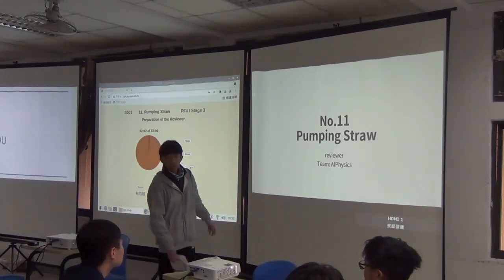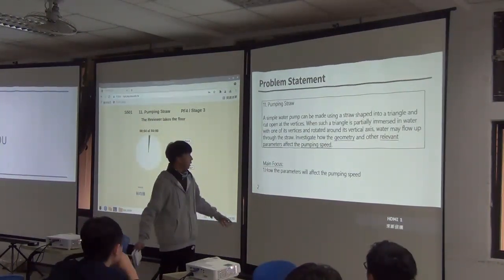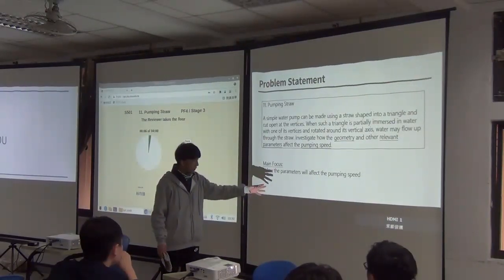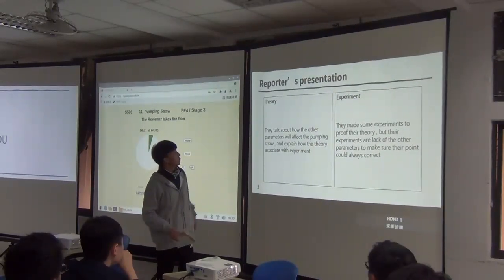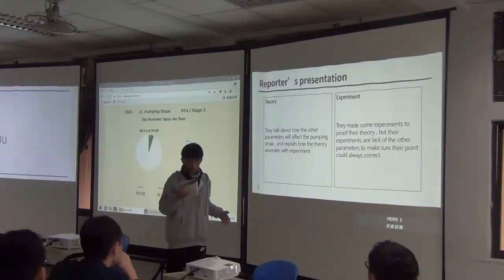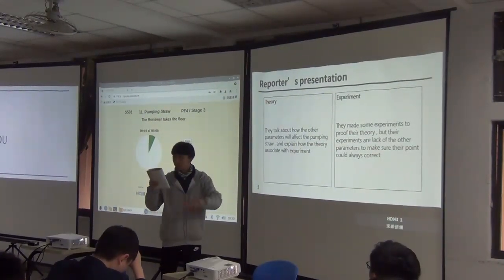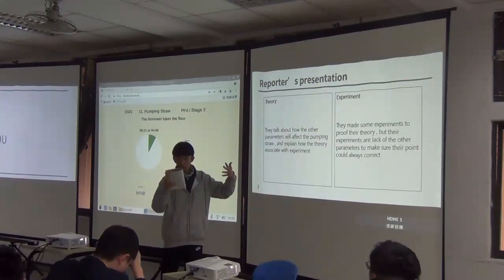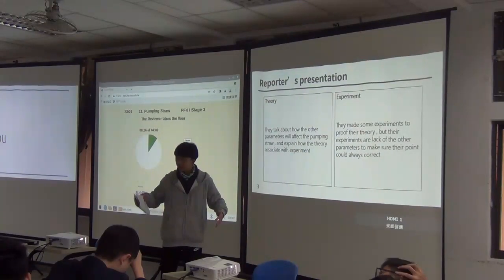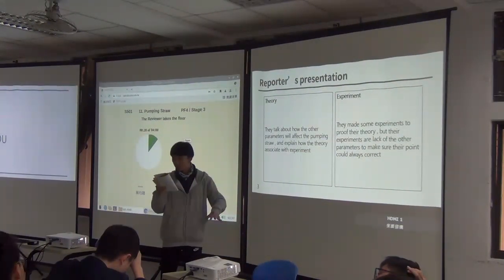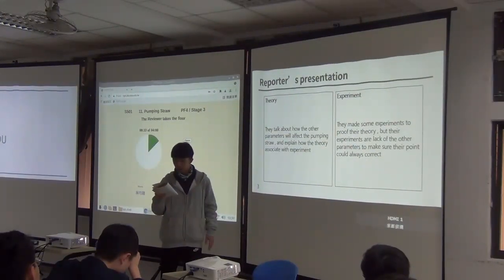Okay, so this problem is the pumping straw, and our main focus is how the parameters will affect the pumping speed. Then this is the reporter's presentation, and they explain why this phenomenon happened and what will affect the pumping speed. They define the pumping speed with the mass rate. And they found there are two states: one is the steady flow state, and the other is the unsteady flow state.